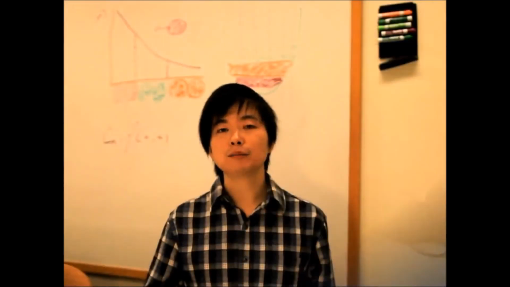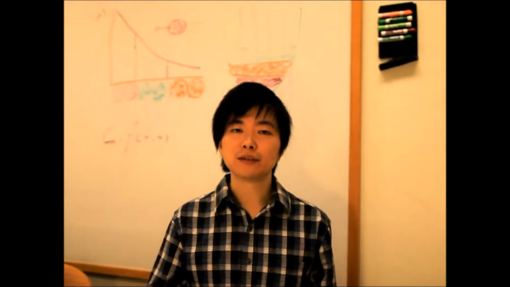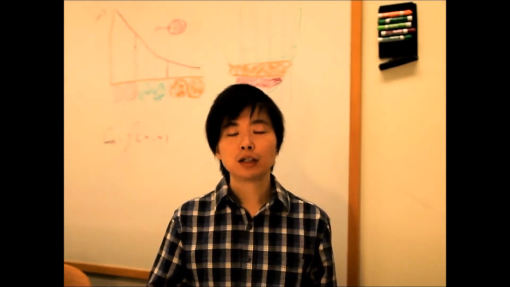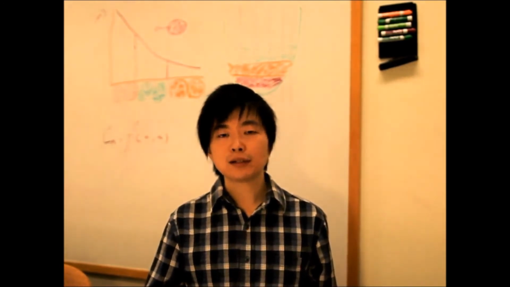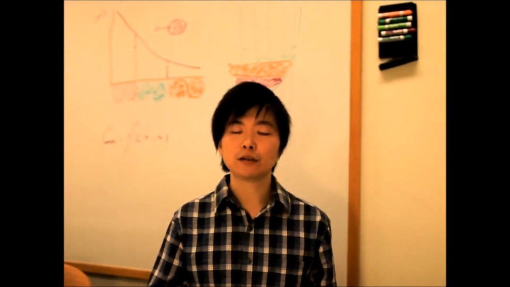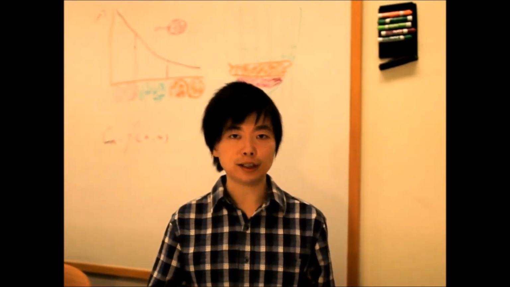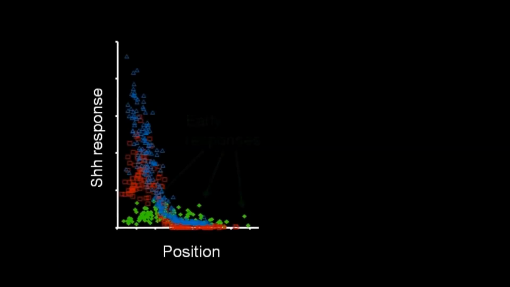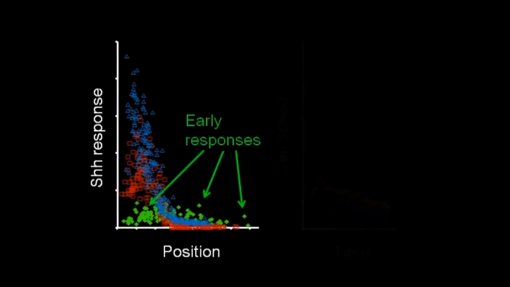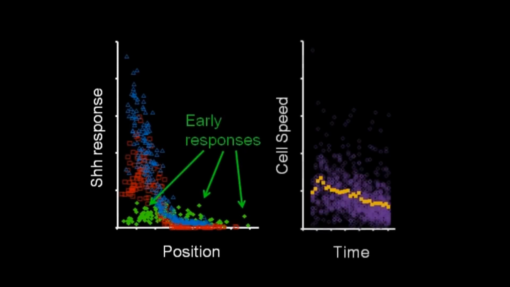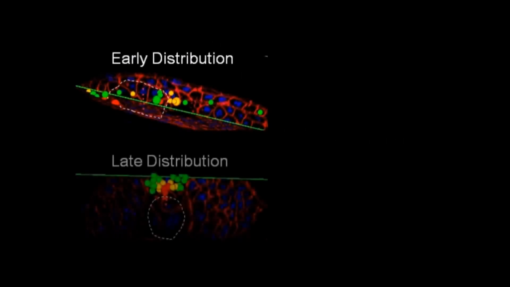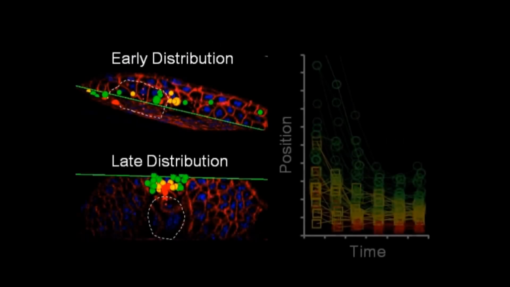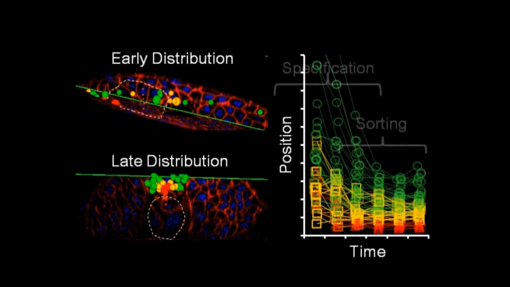As we accumulated more and more tracks, unexpected observations started to emerge. First, we found that the response to sonic hedgehog signaling of the neuron progenitors is quite noisy. Both the responding cells and the sonic hedgehog producing cells move around a lot. By tracking and imaging different fate markers, we found that cells are specified in overlapping distributions. Cells then continue to move and unmix to form the final pattern.